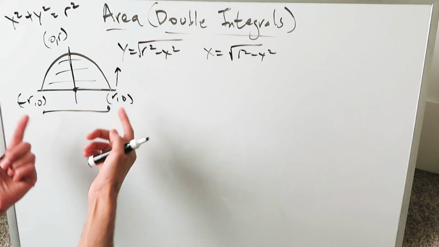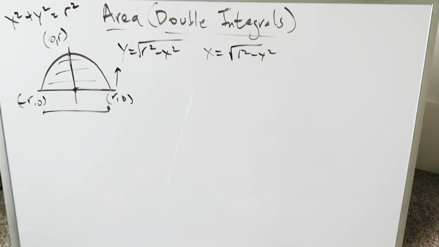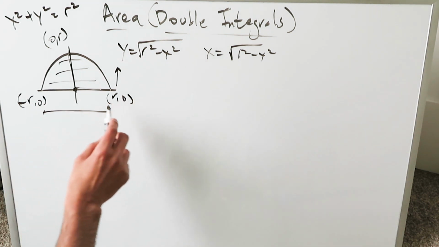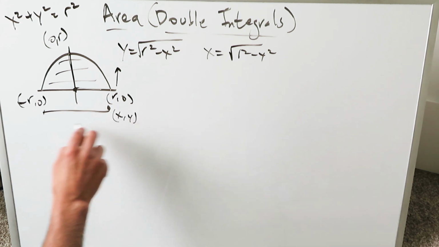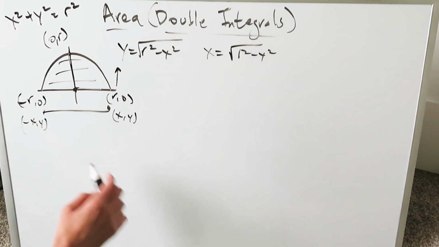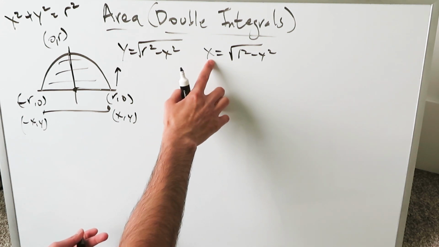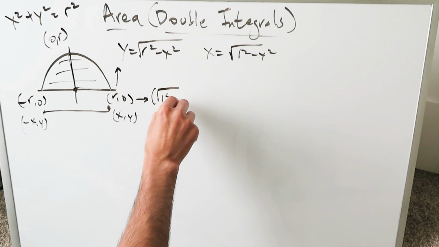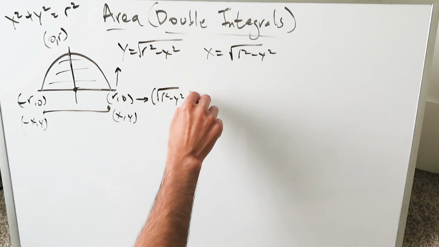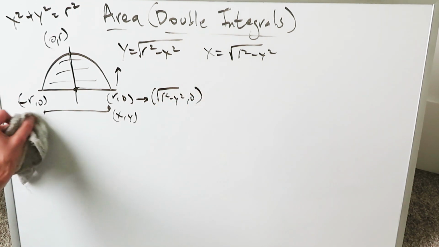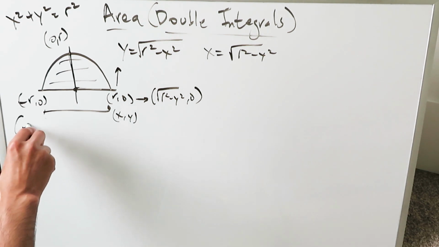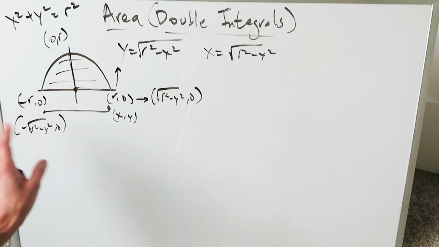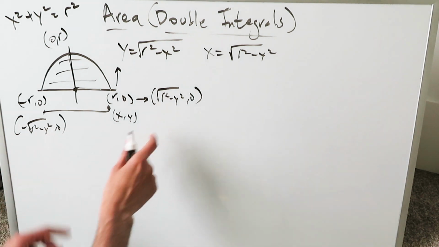Now, how do we incorporate that in here? You've seen in the previous video, you bring that into the limits. Think about it. This right here is r comma 0, and minus r comma 0. You're looking here at x comma y and minus x comma y. Technically, this right here is x. If you were to convert this into exactly what you see, this is what you have: square root of r squared minus y squared, comma 0. And then you know what this would be: minus square root of r squared minus y squared, comma 0. This right here is your minus x comma y, and these right here are your limits.